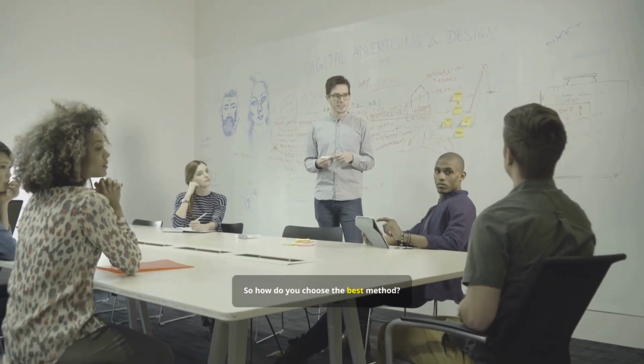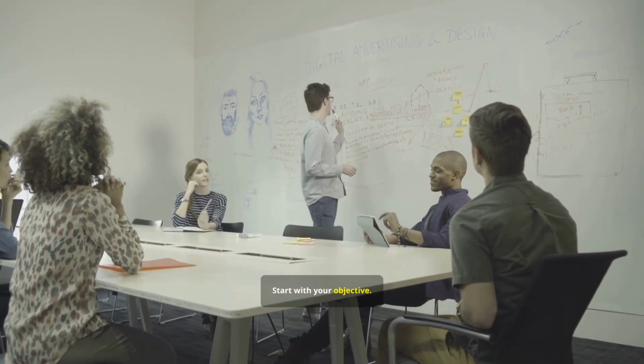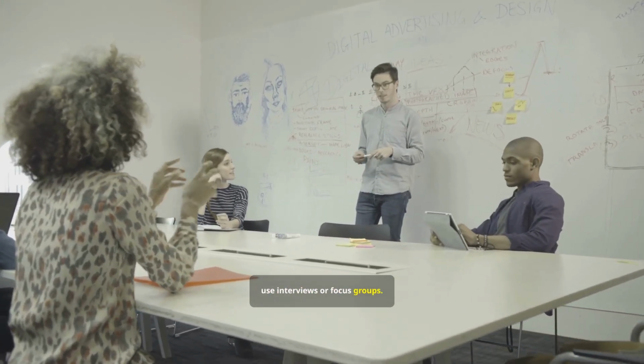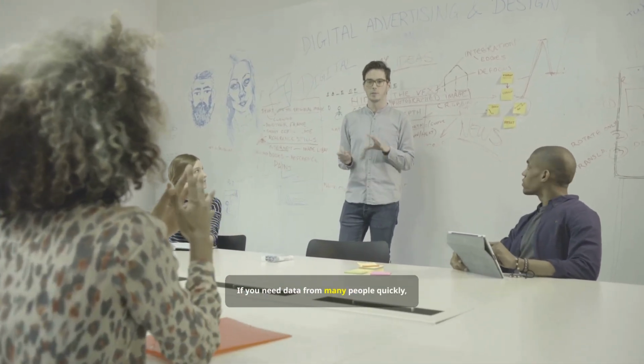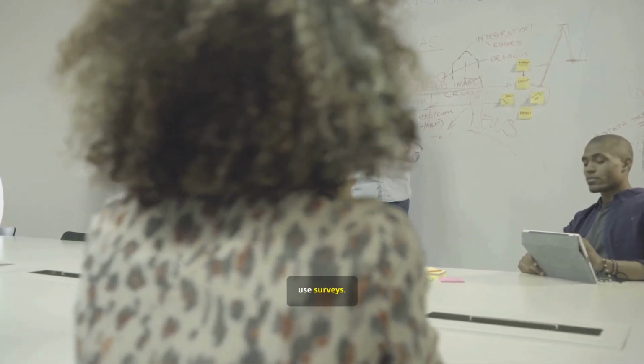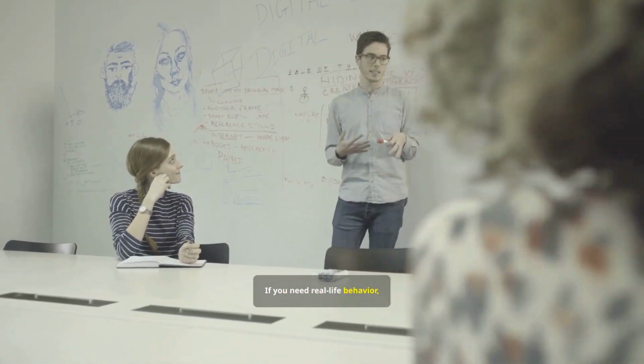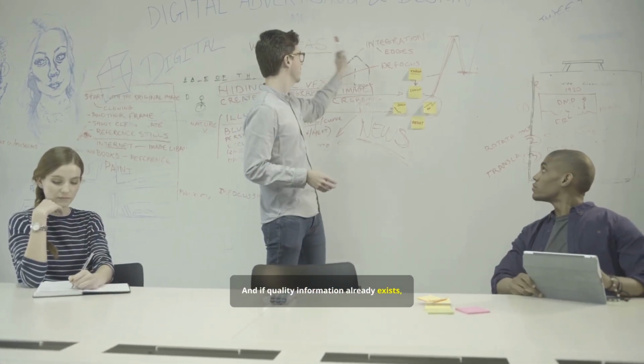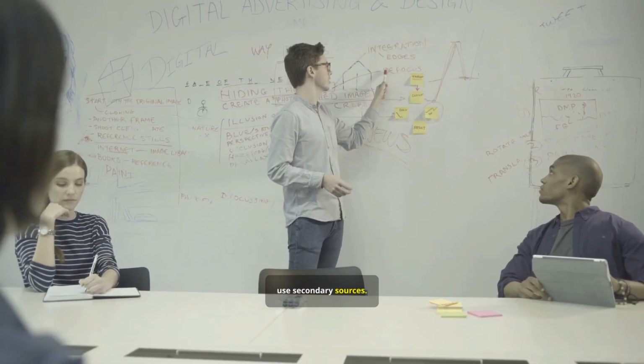So how do you choose the best method? Start with your objective. If you need deep explanations, use interviews or focus groups. If you need data from many people quickly, use surveys. If you need real-life behavior, use observation. And if quality information already exists, use secondary sources.